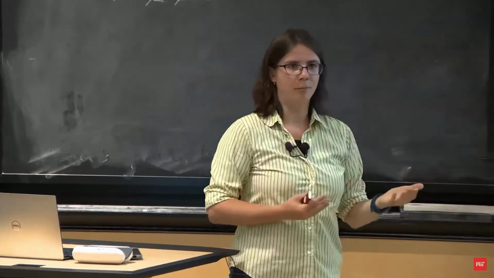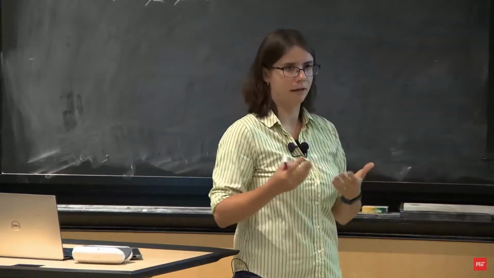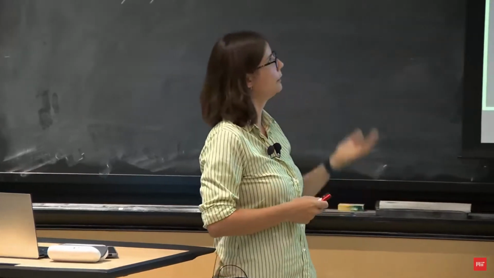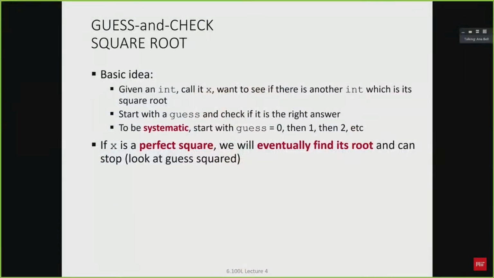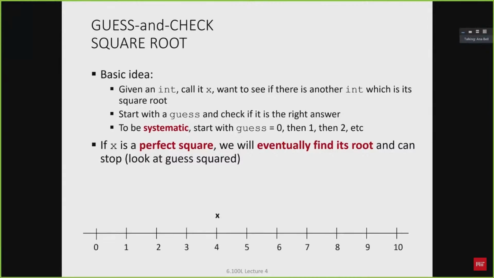For that same problem, finding out whether a number x is a perfect square, let's be systematic and start with a guess of 0. Two cases. The number we're trying to find the square root of is a perfect square, let's say 4. We start with a guess of 0. Does 0 squared solve our problem? No. Increment. Does 1 squared solve our problem? No. Increment. Does 2 squared solve our problem? Yes. We are done.